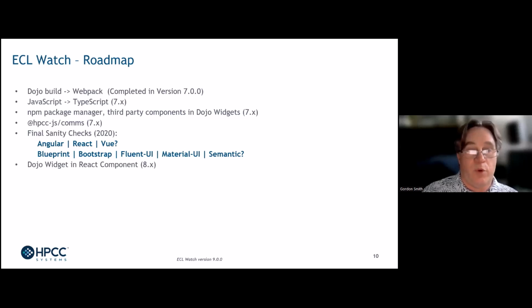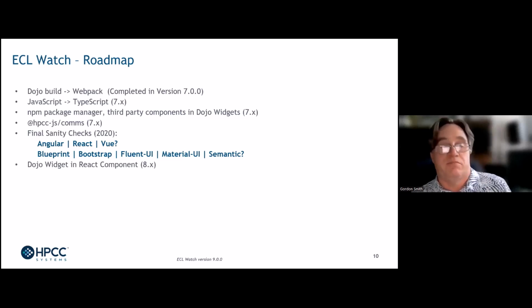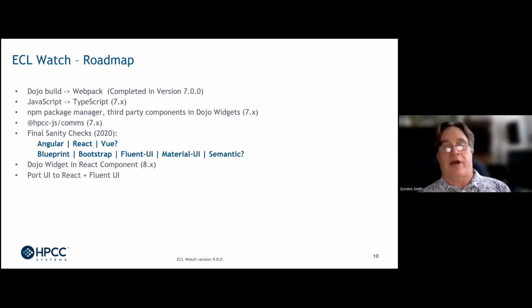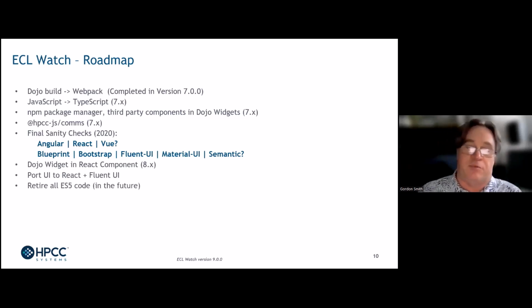At the time, we needed to work out what our new framework was going to be. Angular, React, and Vue were the popular choices. We chose React, and then we had a couple of different frameworks that we needed to decide on. And we went with Fluent UI, which is a Microsoft developed one, and is what is used in Office 365 and in Microsoft Teams.